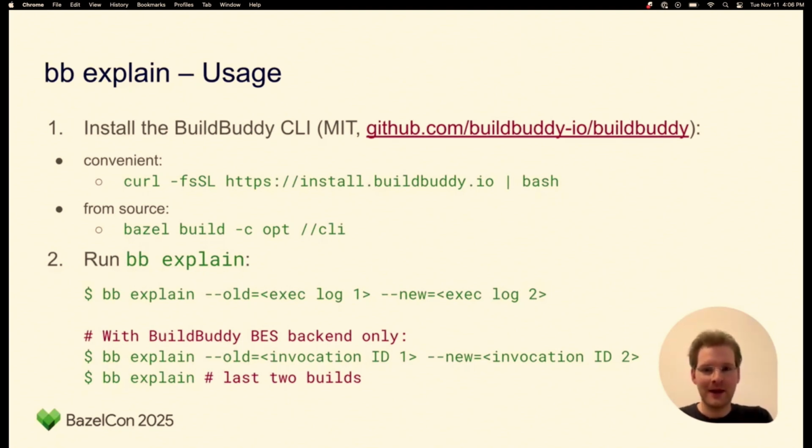It's easy to run. You just supply it with the path to 2 execution logs, and that just works. It's a static Go binary. You can just run it. You don't need anything else from BuildBuddy.